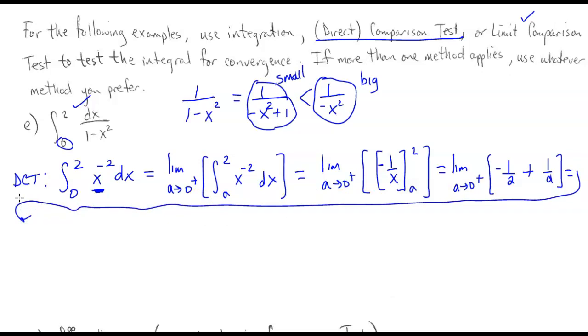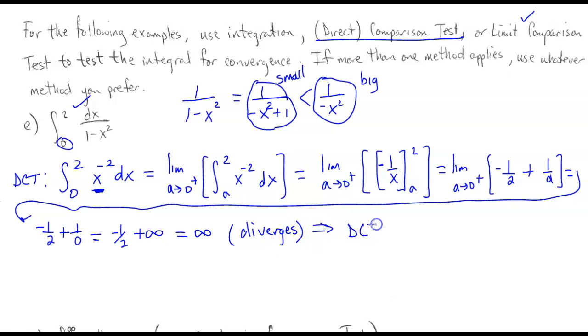Okay. And of course, if we were to plug in 0 for a, then 1 divided by 0 is going to be infinity in terms of limits, which means all of this is infinity. So we see that this particular improper integral actually diverges. Now, what does this mean? This means that the direct comparison test can't be used.